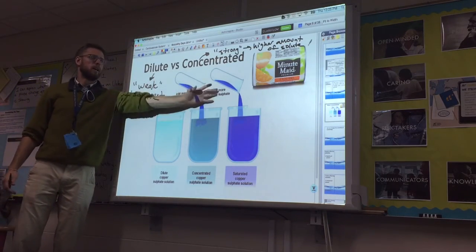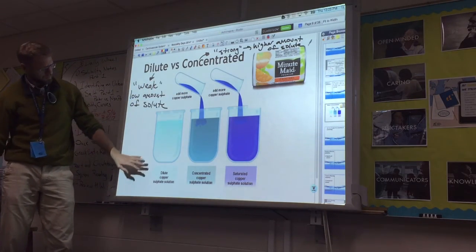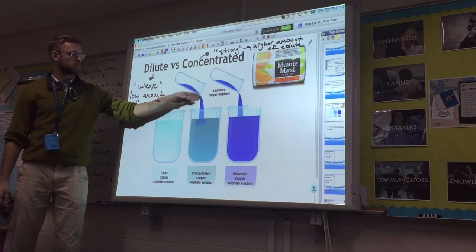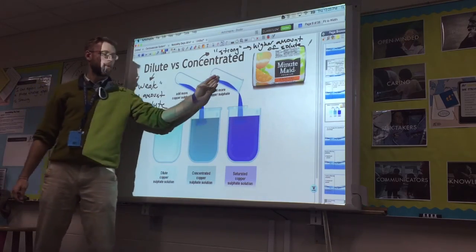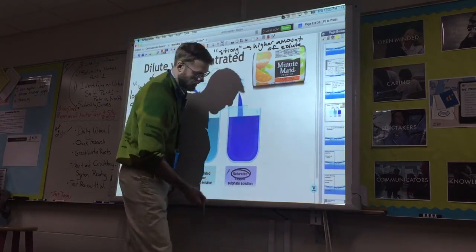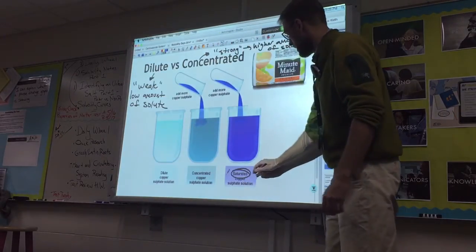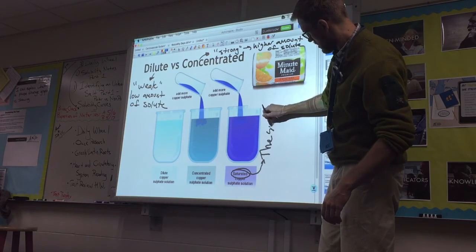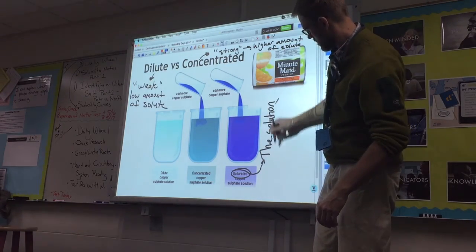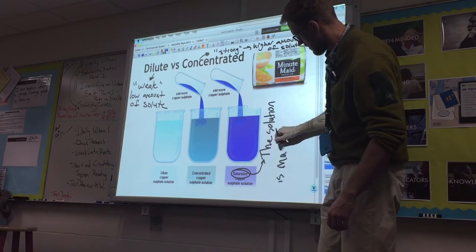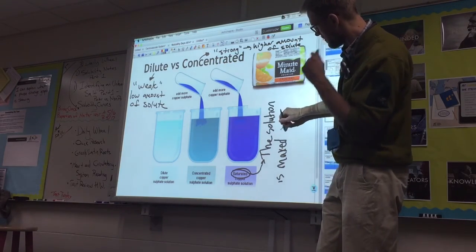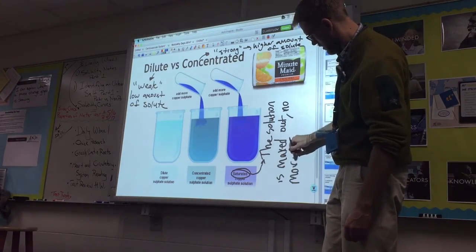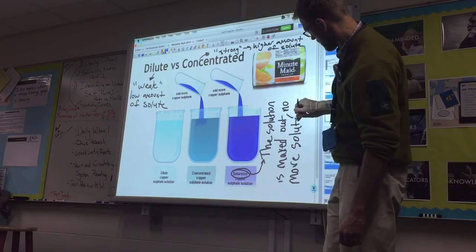The difference between dilute and concentrated. Here we have a dilute solution of copper sulfate. Very little bit is in there. We add some more and we get a concentrated solution. And then we add so much that we actually saturate the copper sulfate solution. Saturated means the solution is maxed out. Everything that can dissolve has dissolved. It's maxed out. No more solute can dissolve.